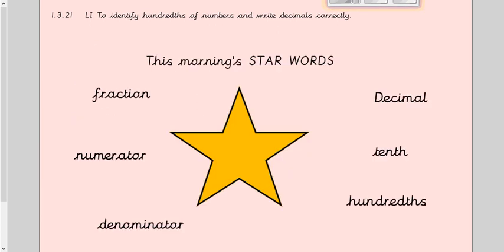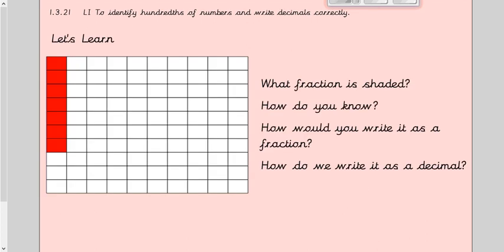Today we're looking at identifying hundredths of numbers and writing decimals correctly. So last week we focused on tenths, and this week we're going to focus on hundredths. We have pretty much the same style of words, we just have hundredths now as well. So linking back to the learning at the beginning of last week when we looked at a lot of hundred squares to help with our learning, what fraction of the shape is shaded and how do you know?